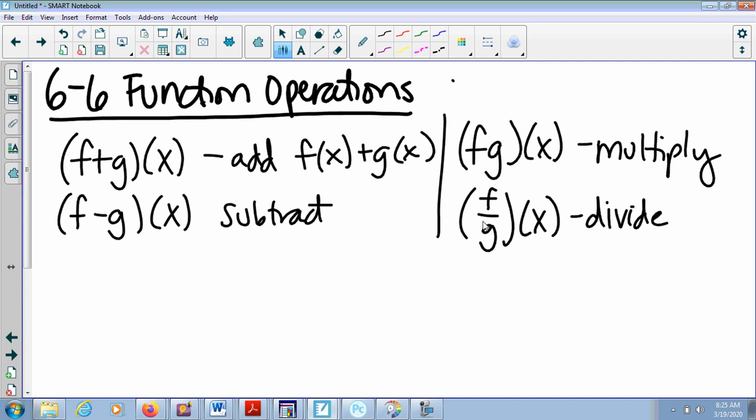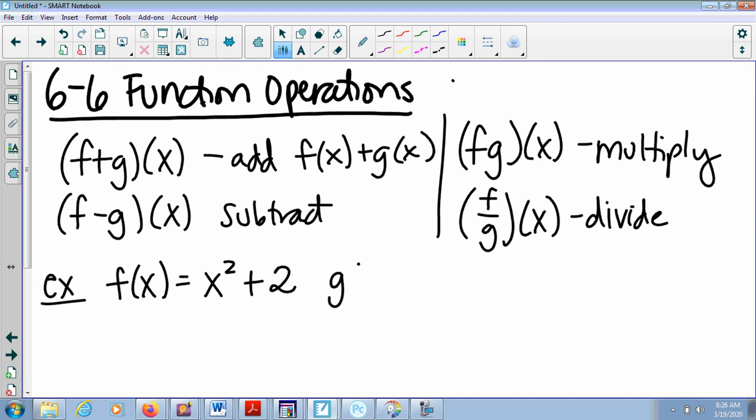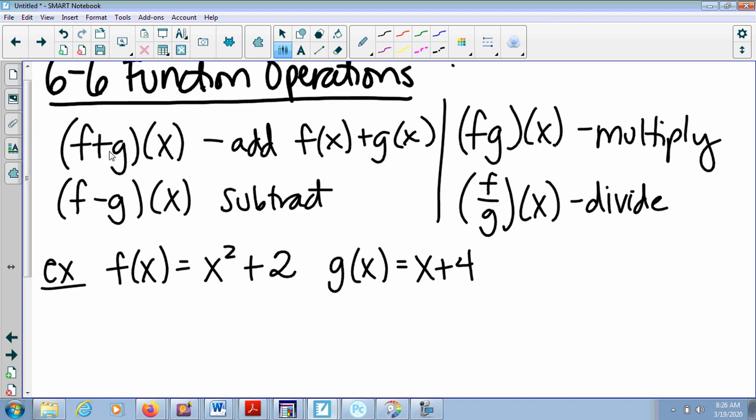I like to do those. Those are the easiest ones to do. So we'll look at an example. They'll give us an f function and a g function, and they want us to complete these operations. So I'll do one, and then I'll have you try one. Let's say that f of x is x squared plus 2, and g of x is, what do you want g of x to be? How about x plus 4? Okay, so we're going to do all of these things: f plus g, f minus g, f times g, and f divided by g.